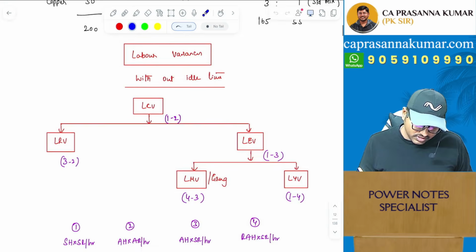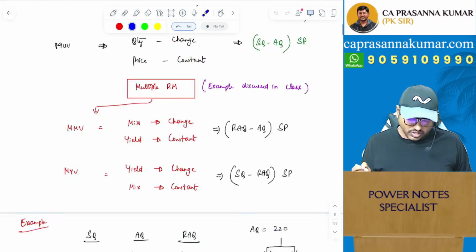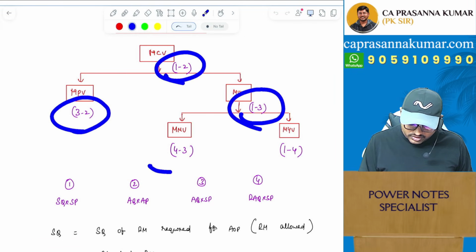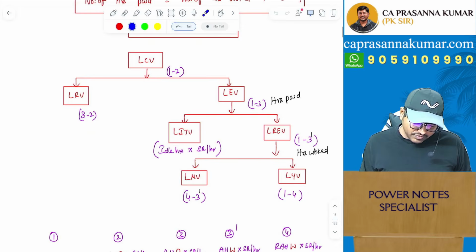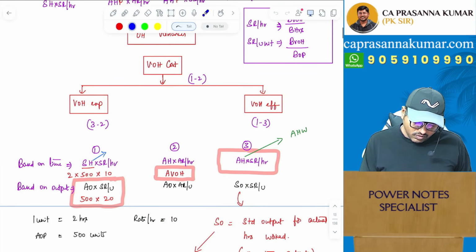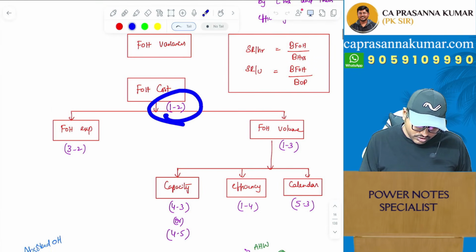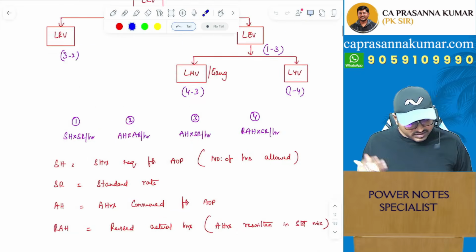For example, you can see here, labor variance. 1 minus 2, 3 minus 2, 1 minus 3, 4 minus 3, 1 minus 4. Same stuff only, na? Here also, 1 minus 2, 3 minus 2, 1 minus 3, 4 minus 3 and 1 minus 4. Even for variable overheads, it is the same. Fixed overheads also, it is the same. Last one is different. So therefore, sales variance also, it is the same.